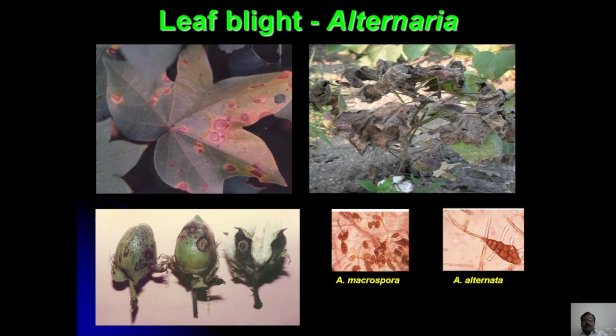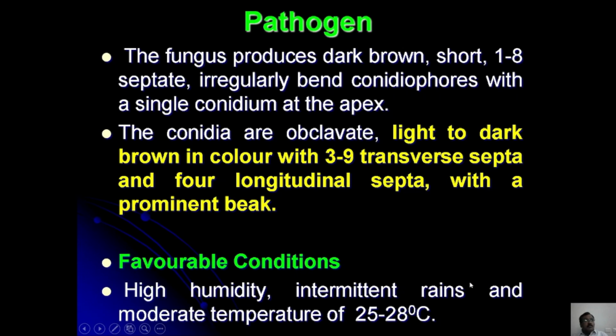There are two different species responsible for causing this blight, that is Alternaria macrospora as well as Alternaria alternata, and the pathogen produces dark brown short, 1 to 8 septate, irregularly bent or geniculate conidiophores with a single conidium at the apex. The conidia are obclavate, light or dark brown in color, with 3 to 9 septation, and the unique character of Alternaria is transverse septation. The spore has both longitudinal as well as horizontal septation.